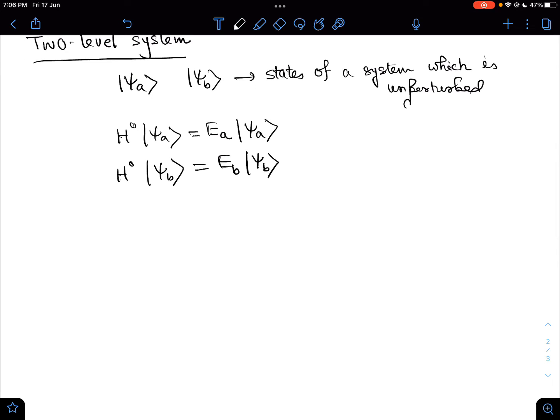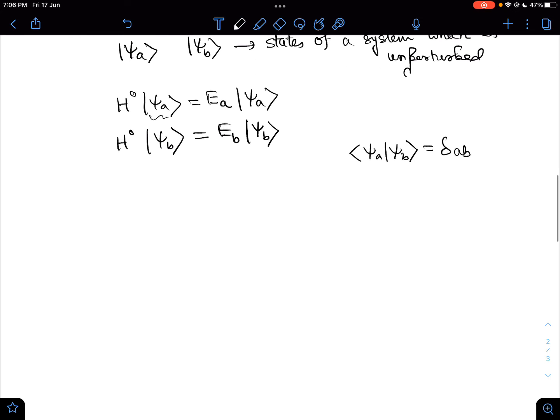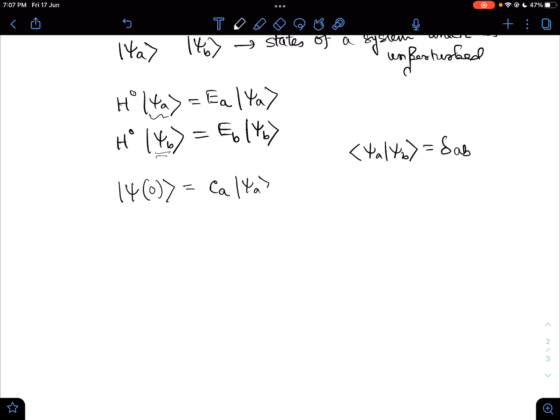And also these states are orthonormal. That means the inner product of psi A and psi B, in general, we can write as delta AB. Now, since the system only consists of two states and they are orthonormal, they form a basis, and any arbitrary state we can express as a linear combination of psi A and psi B. So let us say this arbitrary state psi 0 is a linear combination with coefficient CA psi A and CB psi B.